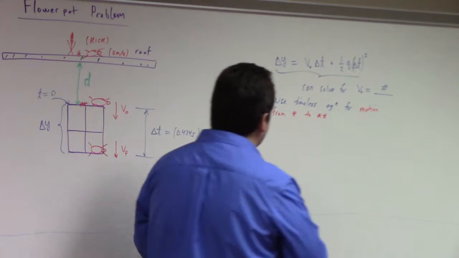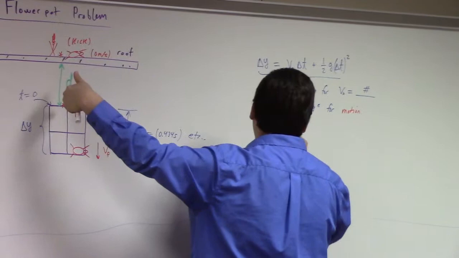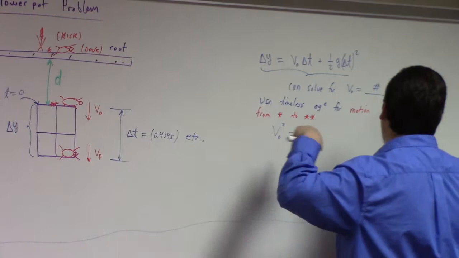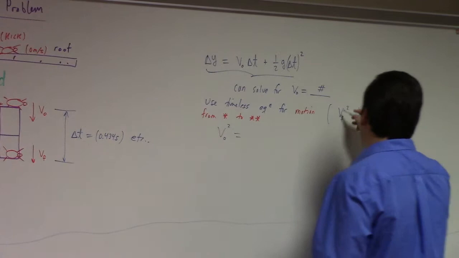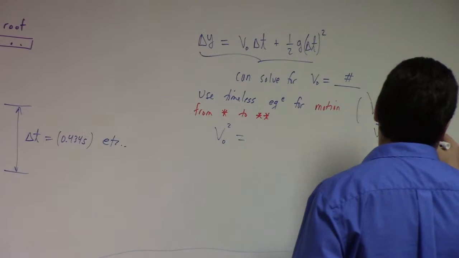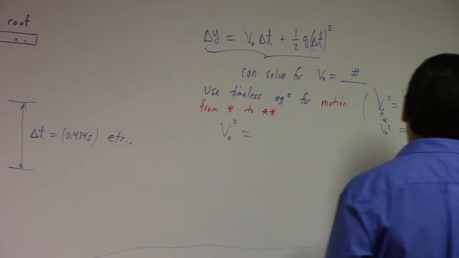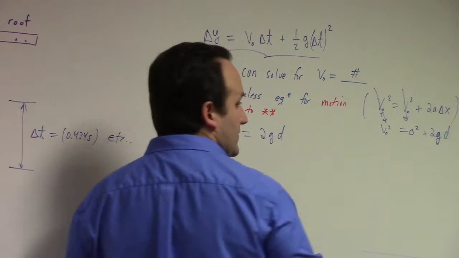So here, what's the initial velocity? The final velocity, again, is v-naught, so vf squared is actually v-naught squared here. The timeless equation, remember, generically speaking, is vf squared equals v-naught squared plus 2a delta x, right? Except that this is v-naught squared, this is zero, and we have 2g delta y, not delta y, but in this case, d. So again, v naught squared is equal to 2 times g times d. And then you're done, because you can solve for d.